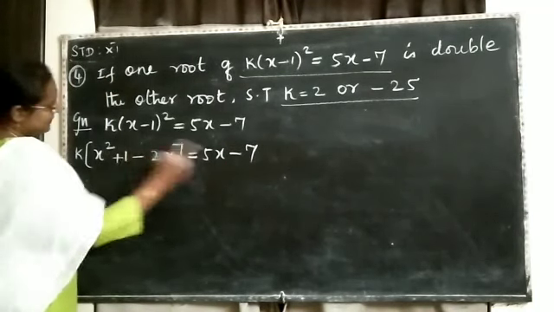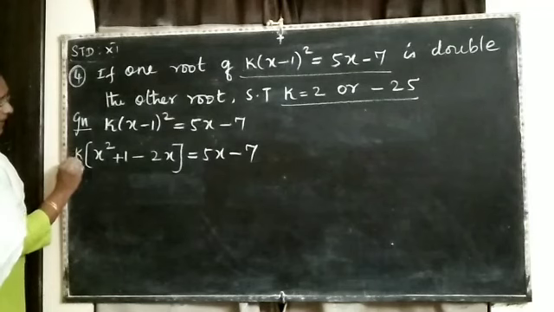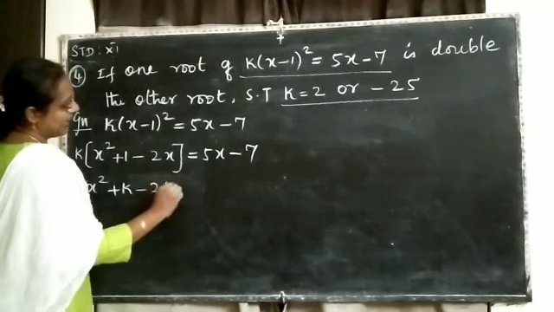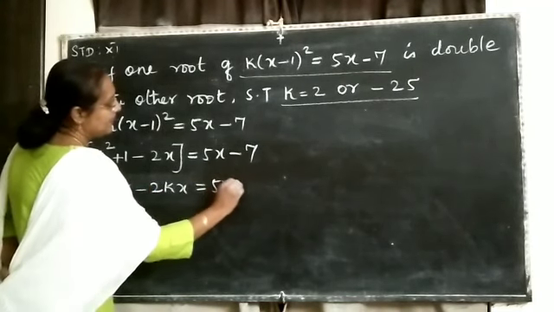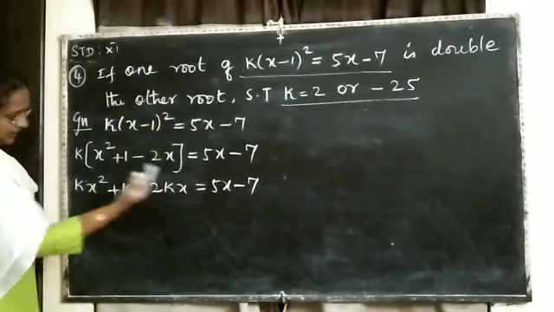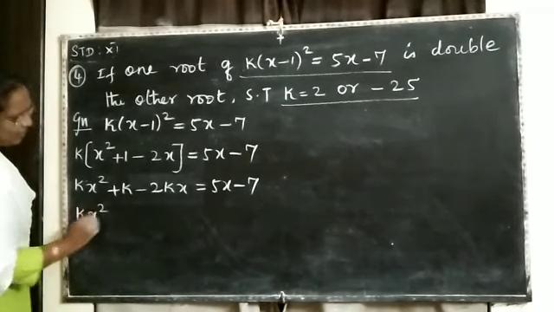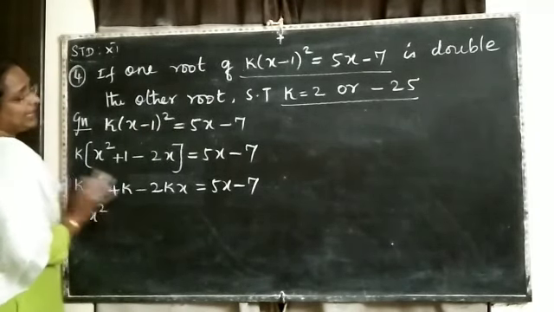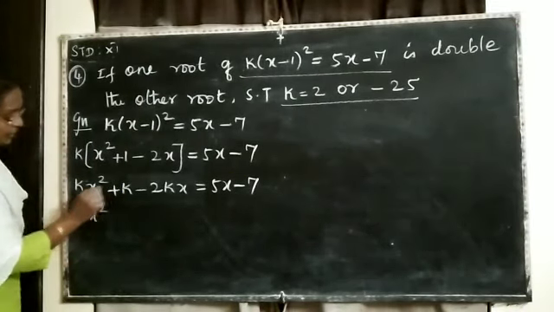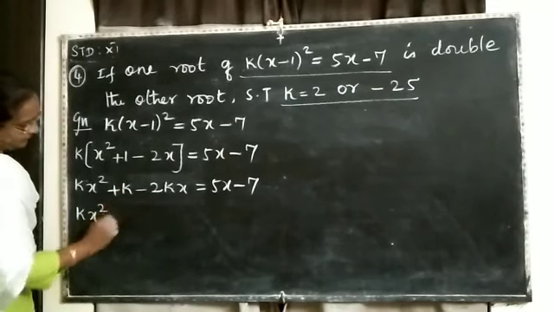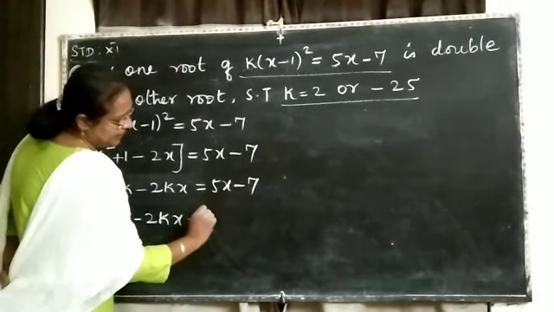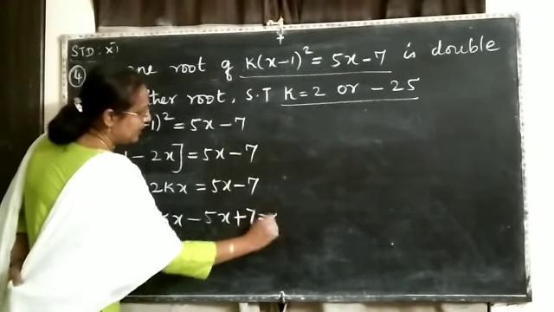Now we are going to make some simplifications over here. I am going to multiply k by this term. So kx squared plus k minus 2kx is equal to 5x minus 7. Yes or no? Okay. Now we are going to bring all the terms to this side, so we make simple modifications in order to bring this equation into the format ax squared plus bx plus c alone. So kx squared plus k minus 2kx, bring this term here, minus 5x plus 7 equal to 0.